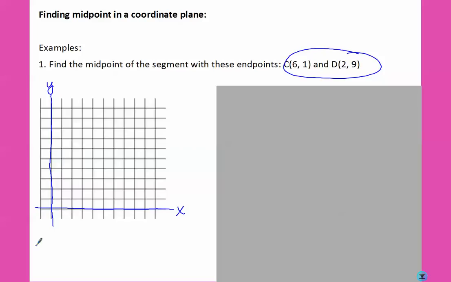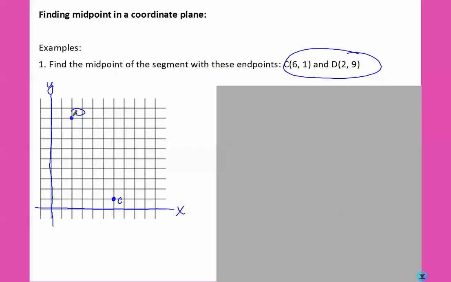So I'm going to start off by graphing C, which is at 6, 1. And I'm going to label it point C. Then I'm going to label point D at 2, 9. And we want to know where the middle of them is.